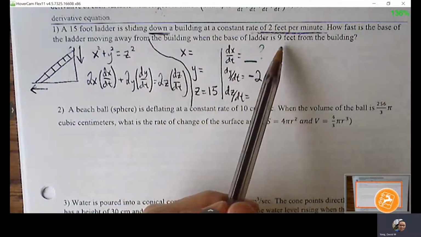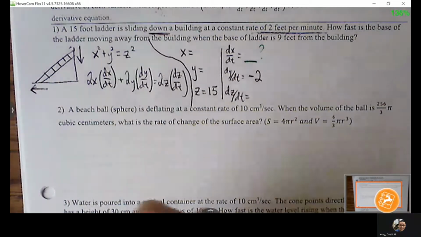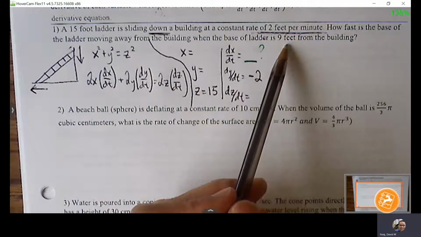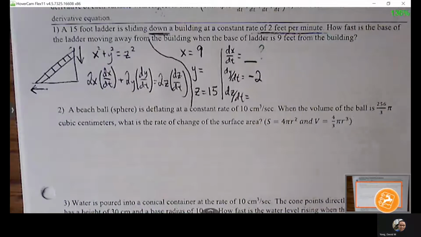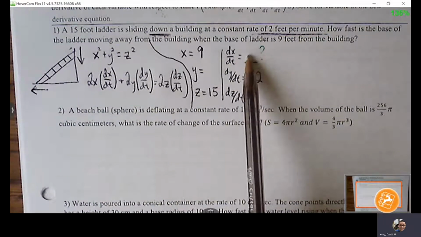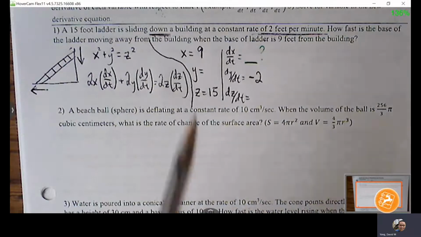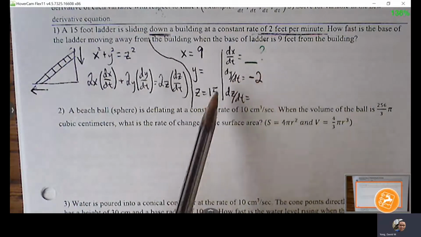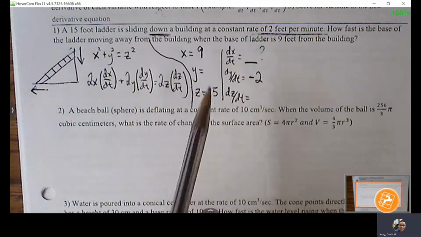Okay. When the base of the ladder is 9 feet from the building. What's that 9 referring to? X. Okay, we have the missing variable that we're looking for, but we want to identify all 5 of these before we can solve. Otherwise, we can't solve this equation if we have too many missing variables.